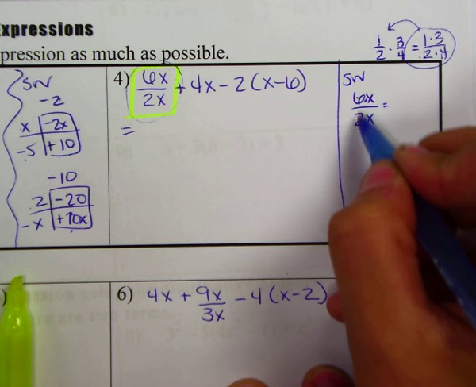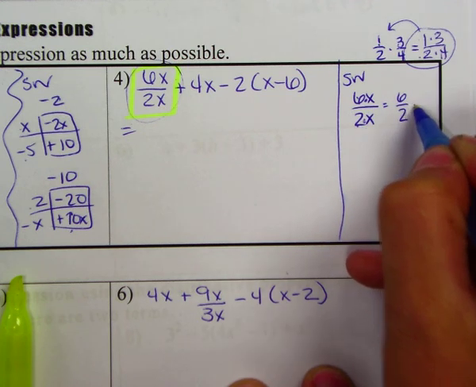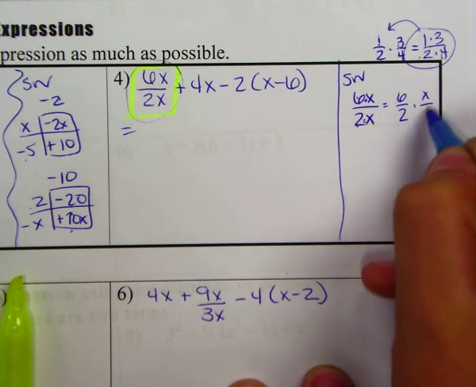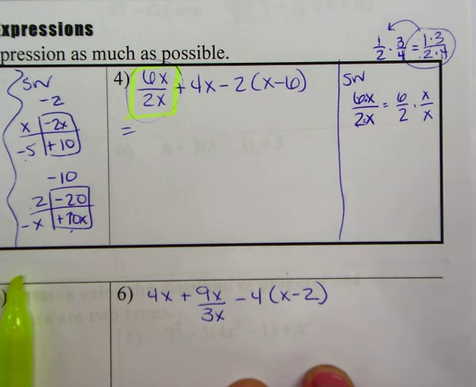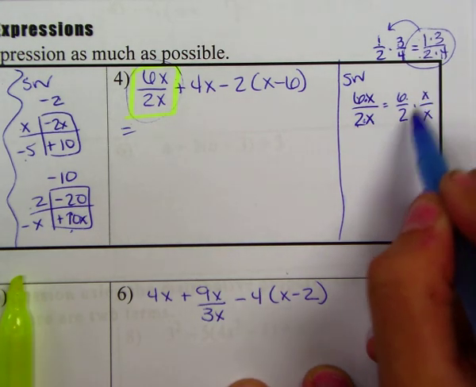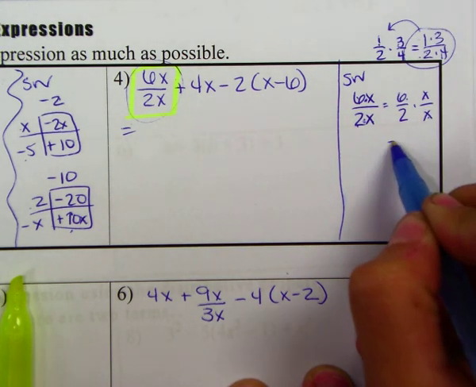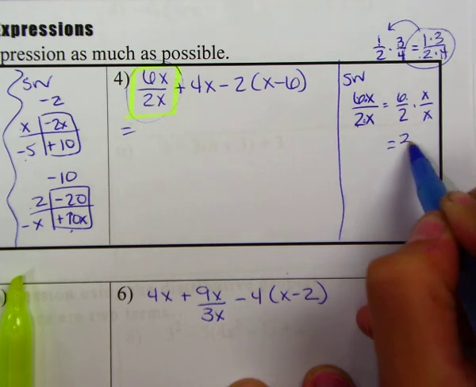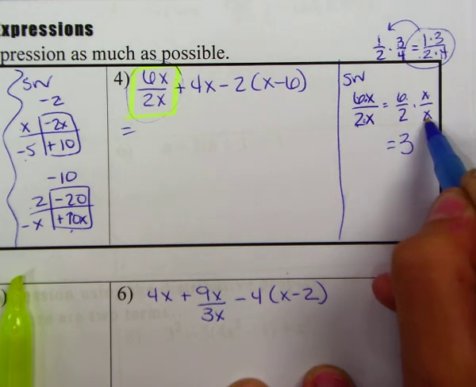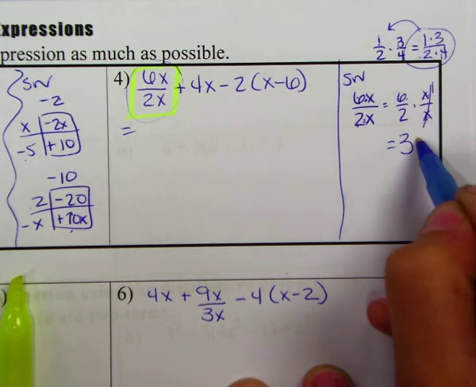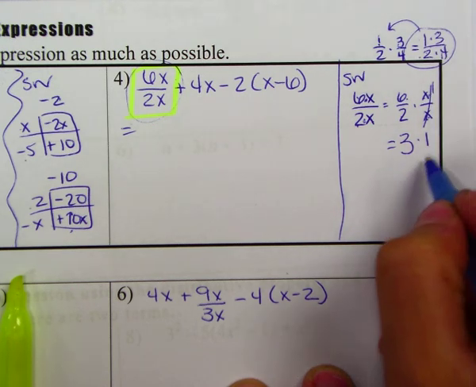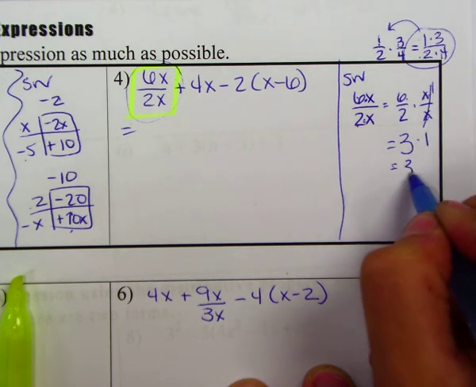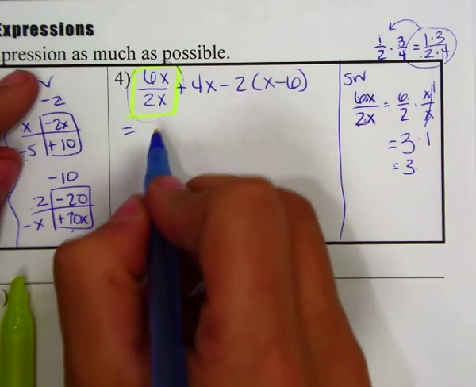This is 6 halves times x over x. Because again, with 6x and 2x, 6 divided by 2 is 3, and x divided by x is actually 1. Anything divided by itself is 1. So 6x divided by 2x is actually just 3.